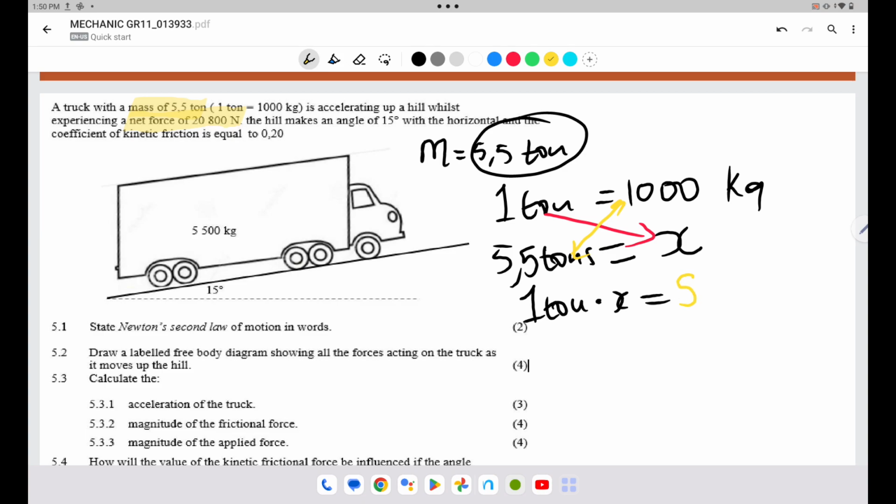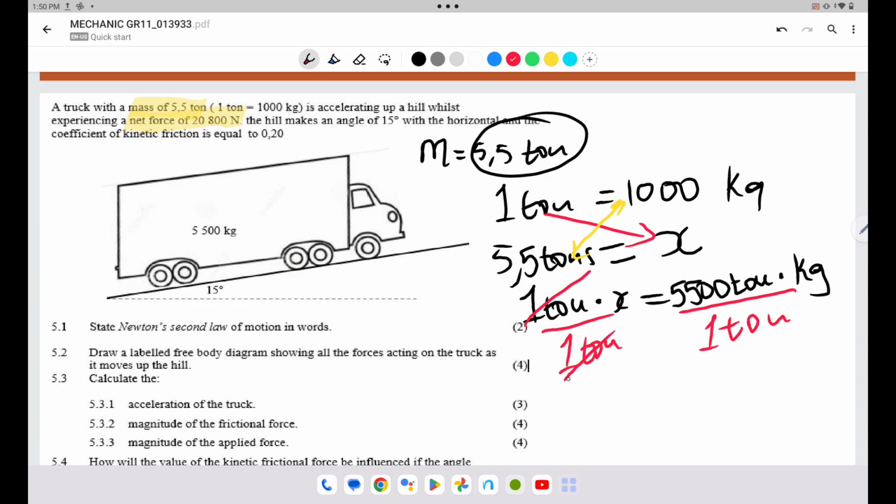So I have 5500 tons multiplied by kilograms. So we want to know what the value of x is. So I'm going to divide both sides by 1 ton. What I do on the left, I do on the right. So the 1 ton and the 1 ton will cancel out. This ton and this ton will cancel out. I'm going to have x being equal to 5500 kilograms.